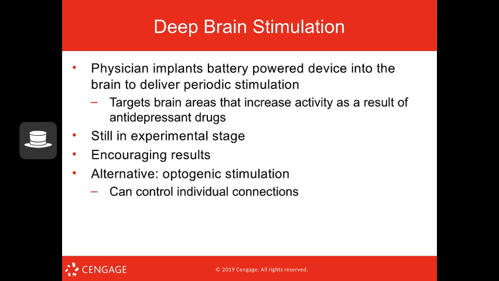An alternative is what's called optogenic stimulation, where you're basically manipulating cells to make them sensitive to light treatment, which allows you to specifically stimulate certain cells, which will trigger stimulation in the areas that you are trying to stimulate.